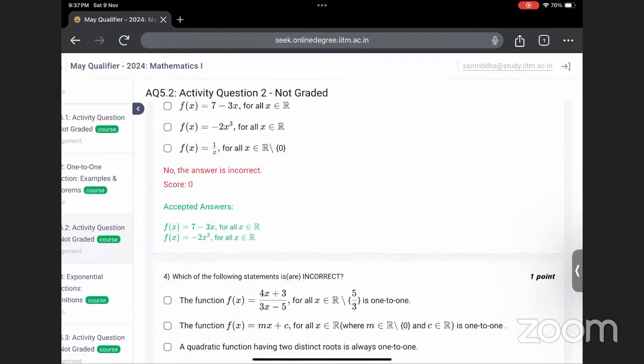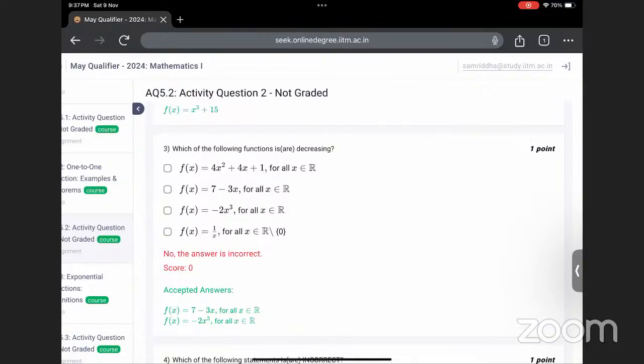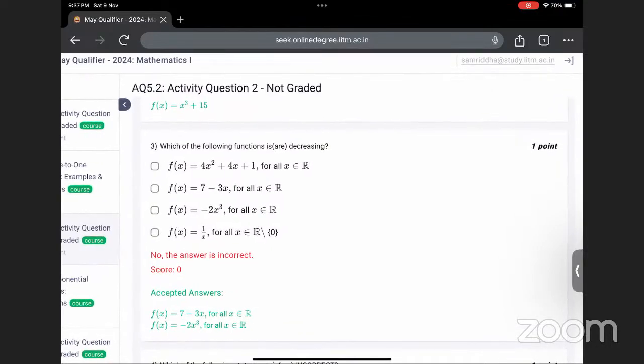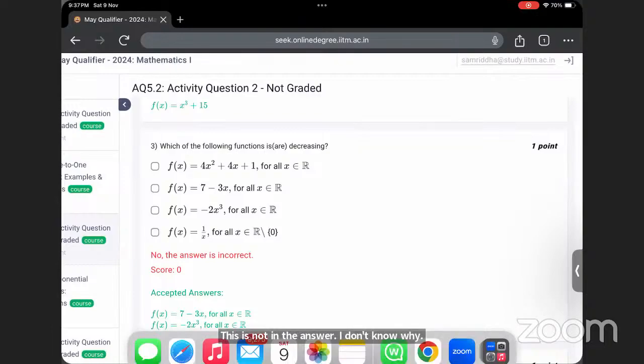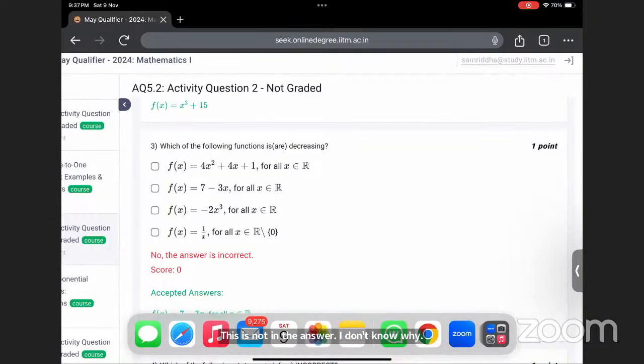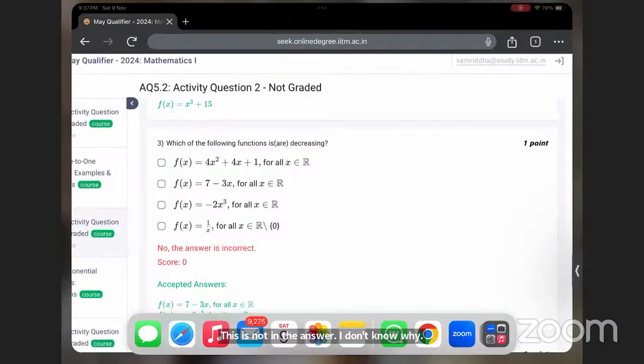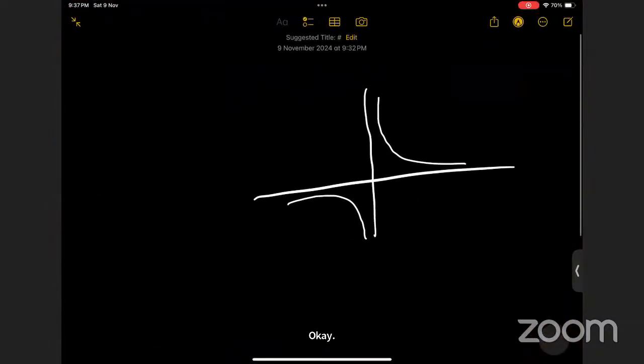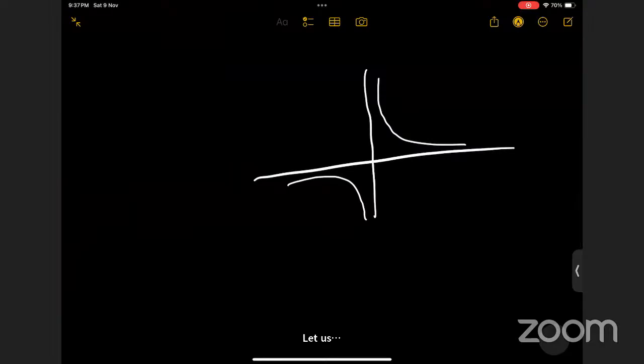Okay, so this is not in the answer. I don't know why. Okay. Let us check the graph. Then I will again do it mathematically. So you can see the graph, right?